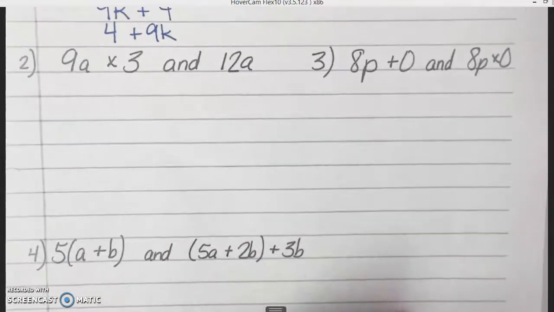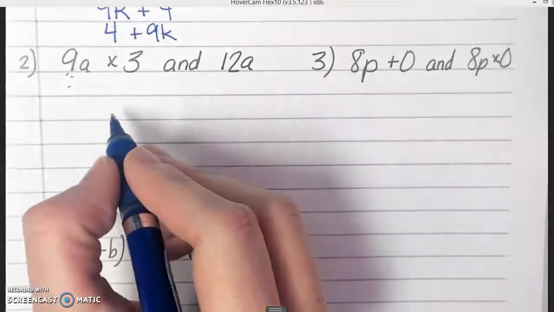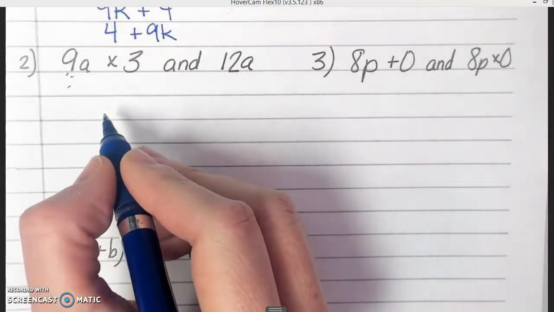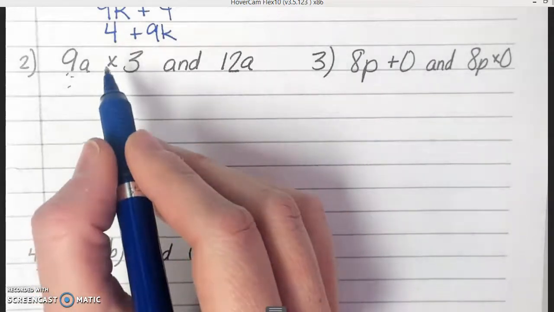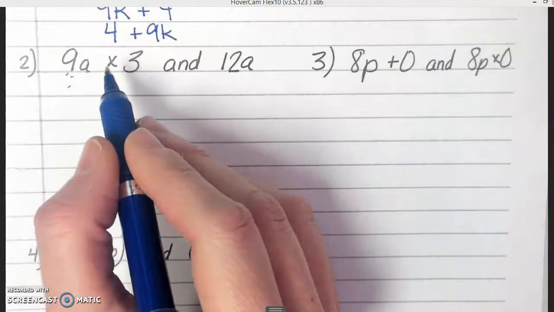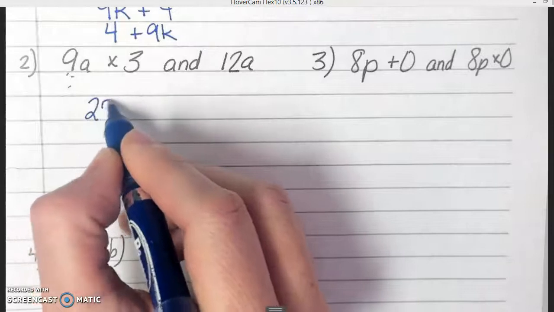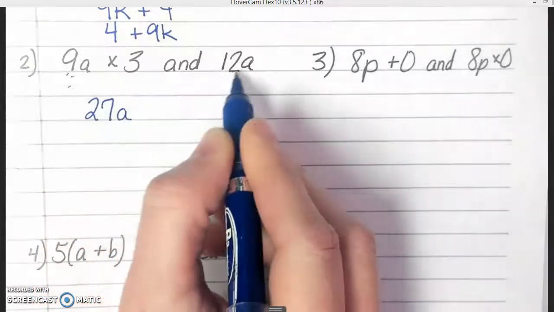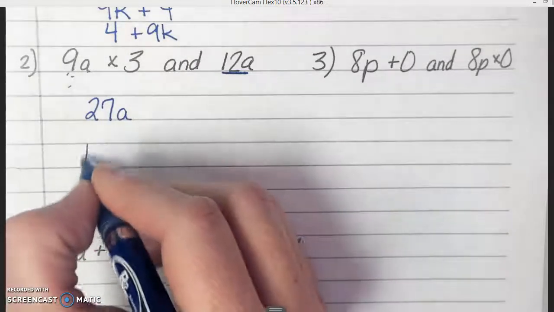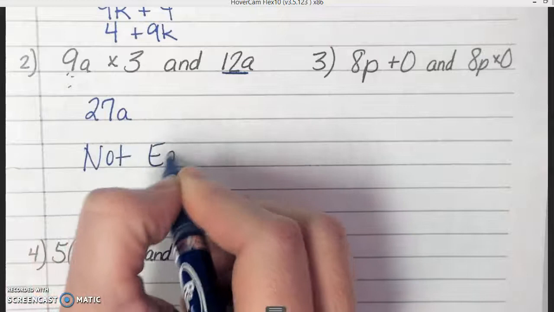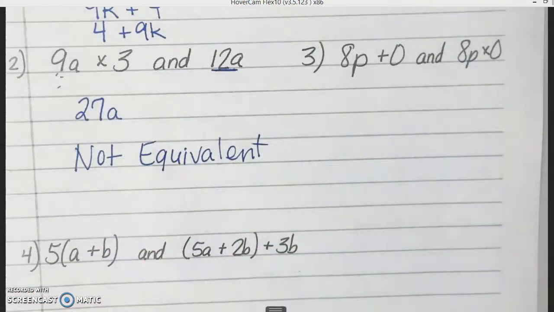All right, look at number 2. Can I multiply 9a times 3? I can. If this was addition, I couldn't add them, but I can multiply them. Okay, so what's 9a times 3 going to be? 9 times 3 is 27a. So are these equivalent? No, so this would be not equivalent. Remember, you can multiply or divide terms, you just can't add or subtract them.